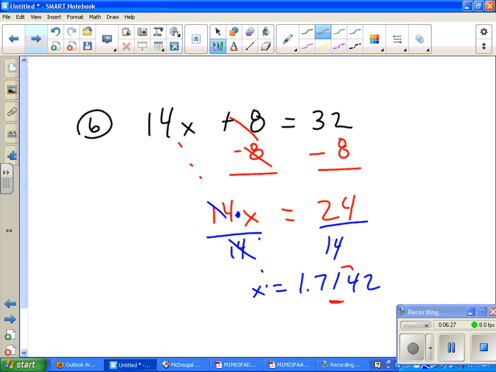We look to the number directly to the right of it. It's not 5 or greater, so the 1 stays the same. X, again, is approximately 1.71. It stays the same.